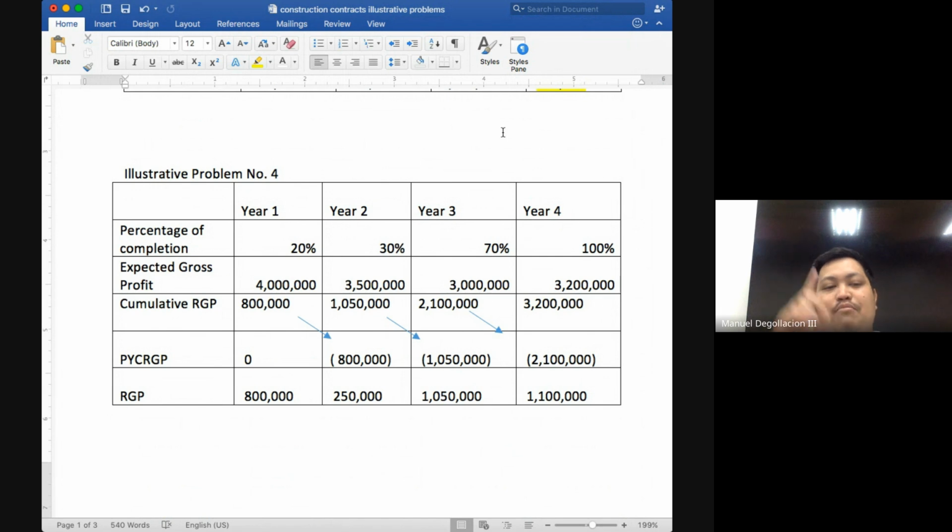What will be the most commonly asked question? Compute for the realized gross profit. Okay, and what are the 2 things you need to solve for the realized gross profit? Percentage of completion and the expected gross profit. So, what do you do with the percentage of completion and the expected gross profit? Multiply. So 20% times 4 million will give you how much? 800,000. Minus what? 0, since this is the first year. Your RGP for year 1 would be 800,000.